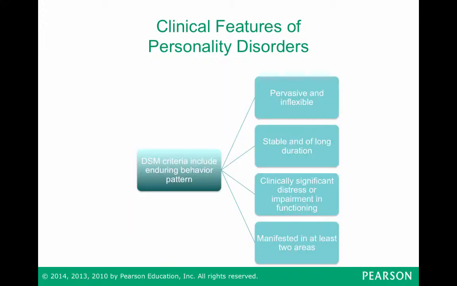Some of the clinical features of personality disorders, and also we're going to be referring to the DSM criteria, are pervasive and inflexible, stable and of long duration, clinically significant distress or impairment in functioning, and manifested in at least two areas of their life. So if somebody is having a bad day or somebody shows some symptoms for just a short time but it doesn't continue, then it may not fall under a personality disorder.